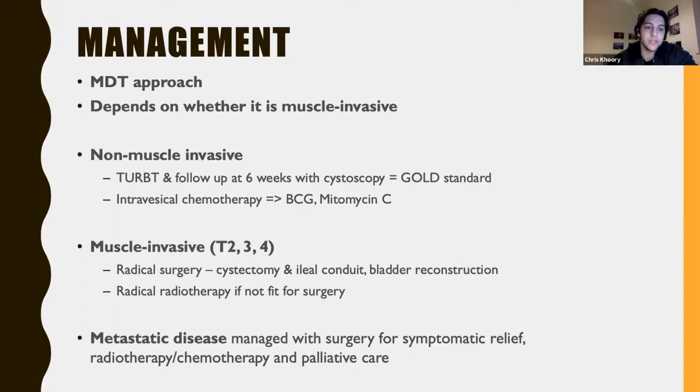And then there are also options for intravesical chemotherapy. Intravesical just means that the chemotherapy is injected into the bladder. And the two main agents used are BCG and mitomycin C.